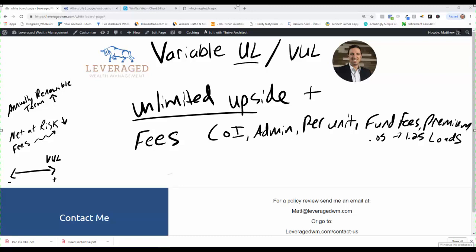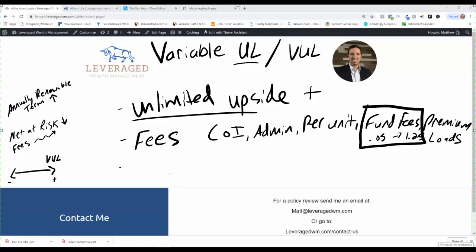So all the fees normally associated with life insurance, plus this big one right here, which can make this policy extremely expensive if it's done the wrong way, okay? So unlimited upside is the positive. Fees, to me, is a big downside in the variable universal life insurance contract.